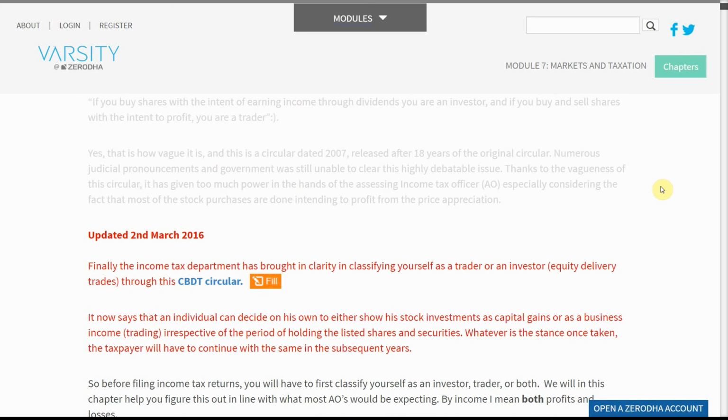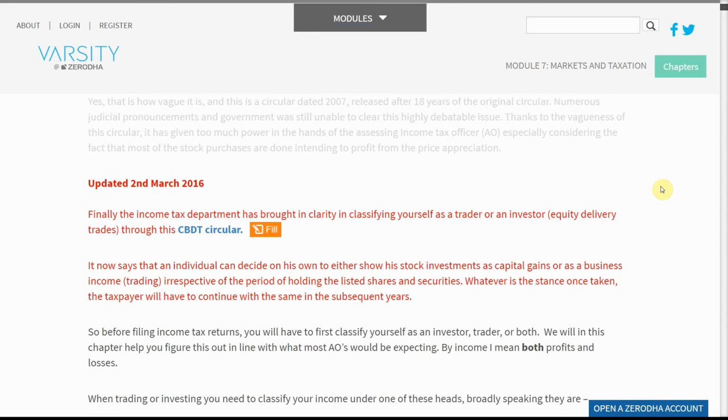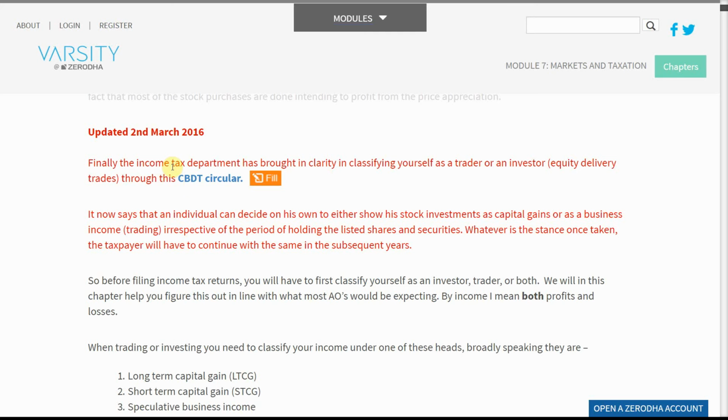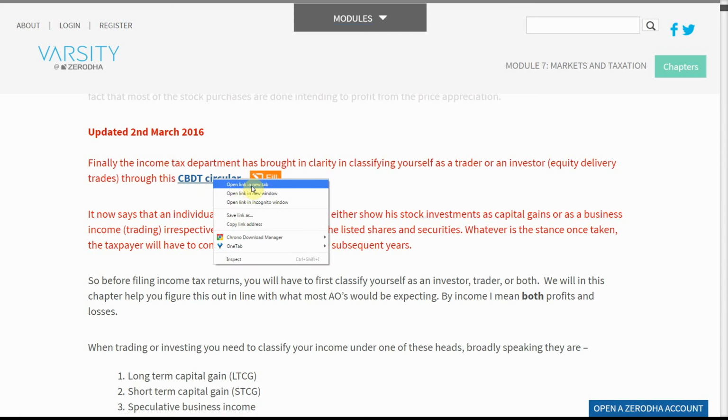Considering the fact that most stock purchases are made intending to profit from price appreciation. Updated the 2nd of March 2016. Finally, the Income Tax Department has brought in clarity in classifying yourself as a trader or an investor on equity delivery trades through this CBDT circular.